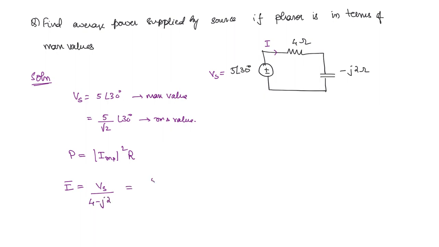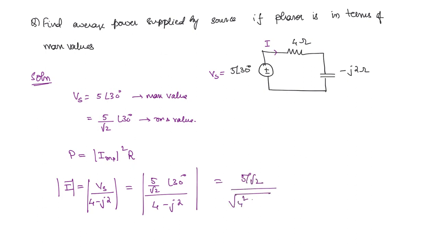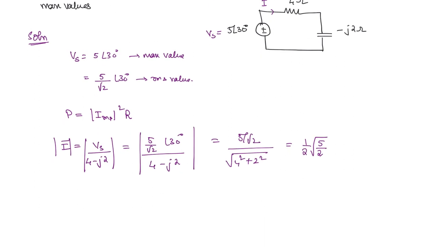Now Vs if you take as the RMS value, then automatically I also you will get the RMS value. Since we want only the magnitude, so we will take only the magnitude. So this is going to be 5 by root 2 divided by root over 4 square plus 2 square. So this you are going to get as 1 by 2 root over 5 by 2. So now you can get the average power as I RMS square. So you will be getting 5 by 8 into the resistance value is 4. So you are going to get 2.5 watts.